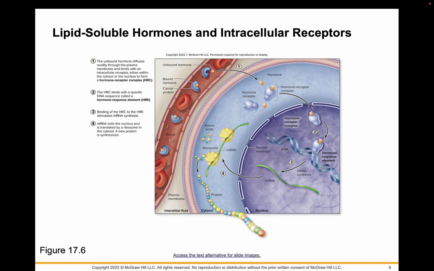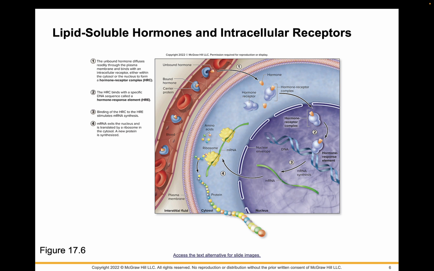So the first thing that's going to happen, the hormone must be released from the protein carrier. Now, because it is lipid soluble, it actually will diffuse into the cell. Now, the receptor, which we'll refer to as an intracellular receptor, can be found either in the cytosol or more generally actually found within the nucleus of the cell.